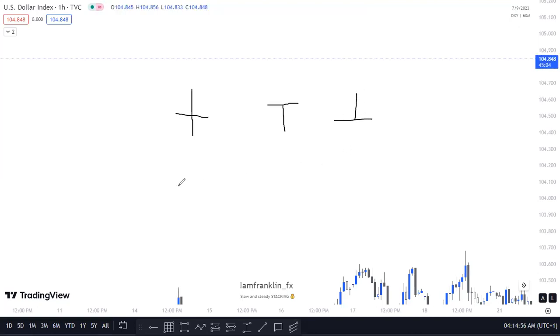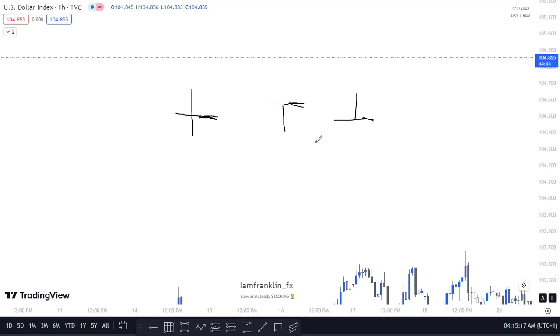Okay. So now, basically, what this is showing us is that the opening price and the closing price are in the same place. So the price opens and closes at almost the same place. That is what we call the doji.